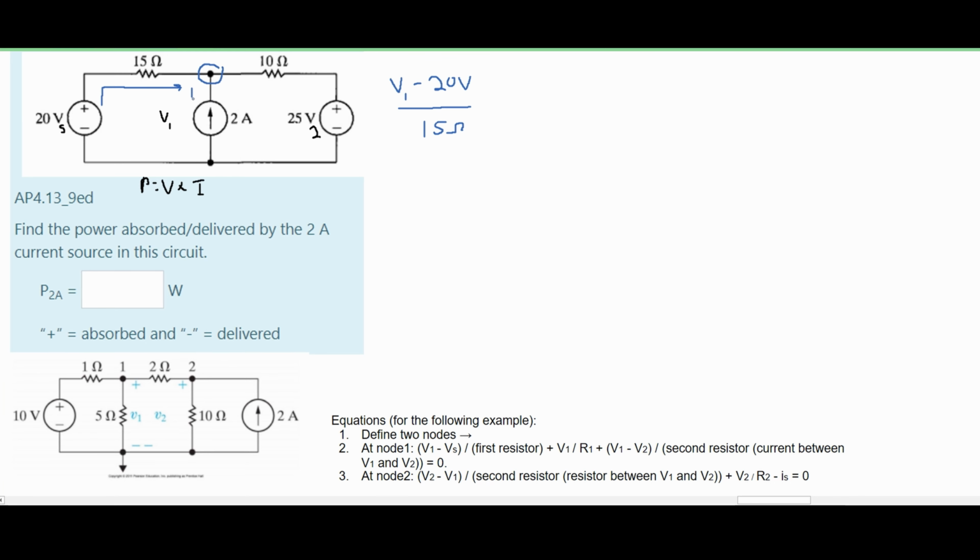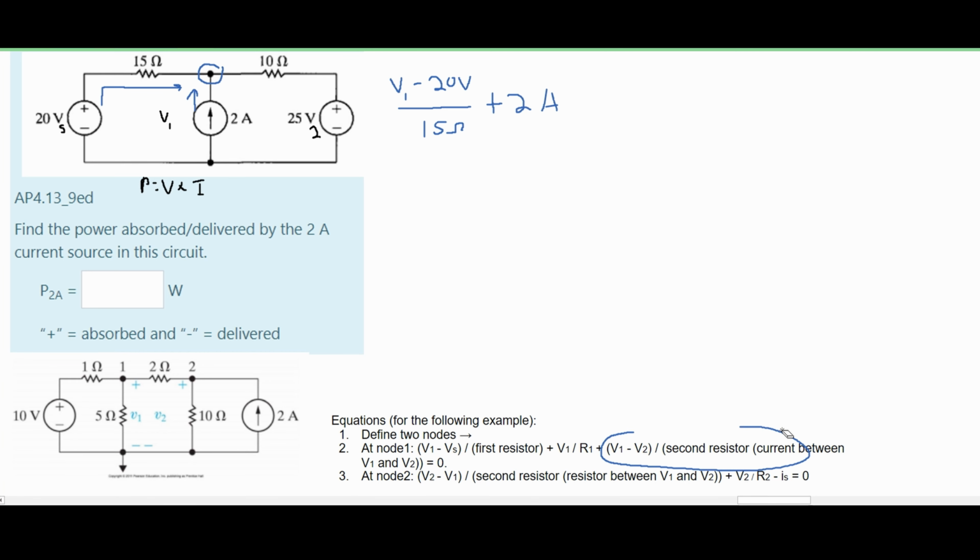Next, we are going to look at this part that's going this way. However, instead of going this way, we're actually going to be going this way. This is the direction of our current. We don't need to do this part right here. This is to find the current, since we're already given the current to be 2 amps. So we're just going to add 2 amps right here.